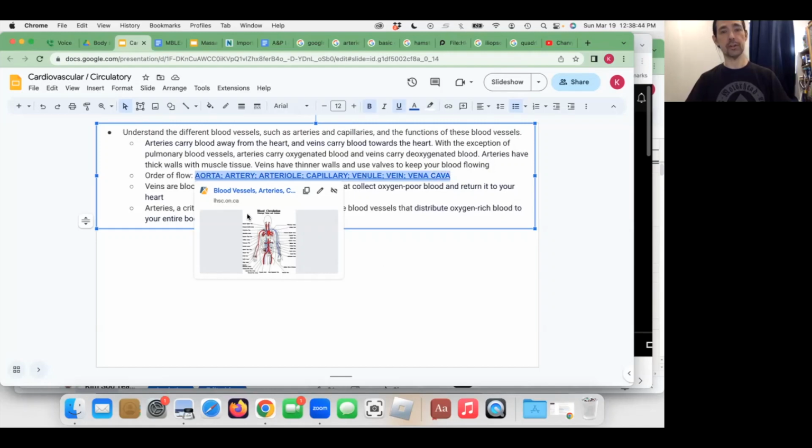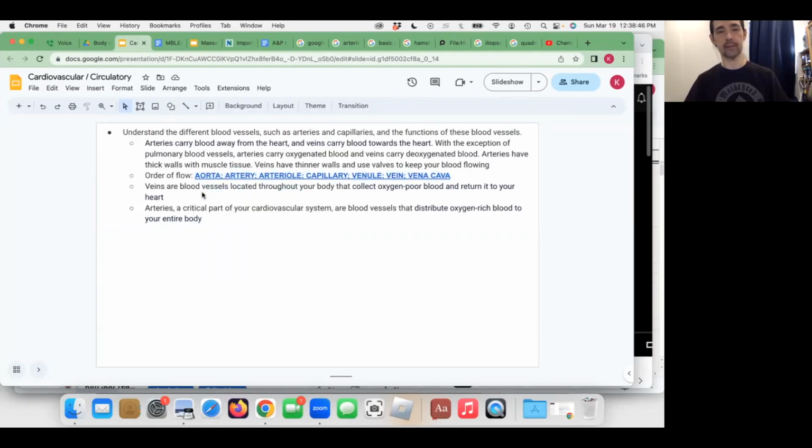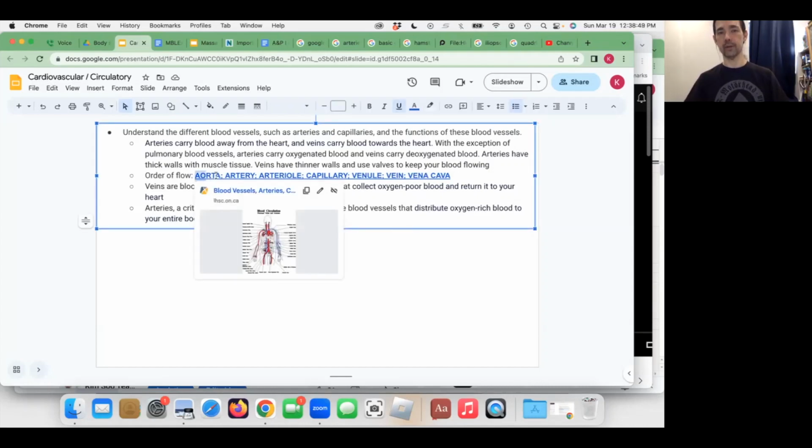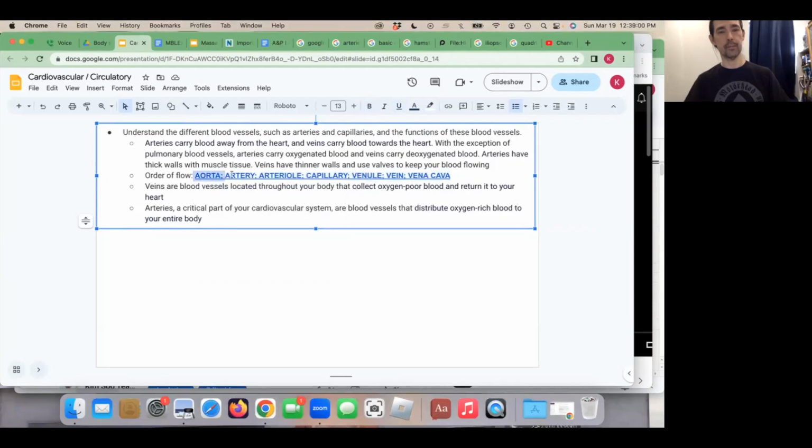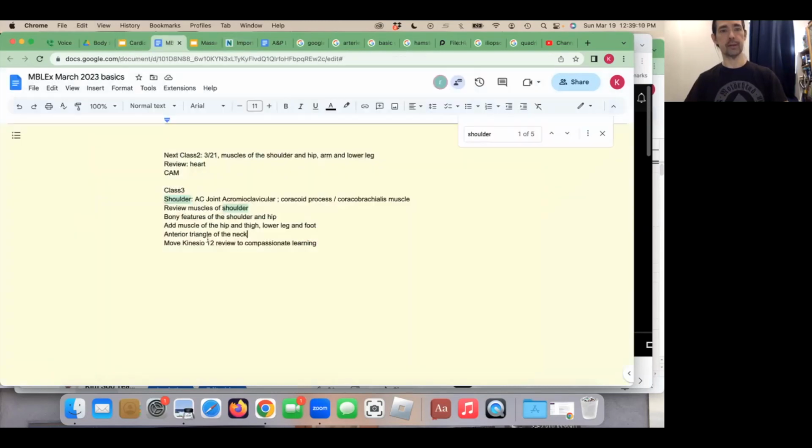This is a great thing for you to memorize. Aorta, artery, arteriole, capillary, venule, vein, vena cava. One more time. Aorta, artery, arteriole, capillary, venule, vein, vena cava. That's definitely something that I would ask that you practice on a regular basis, like daily. So we'll practice that in our class.